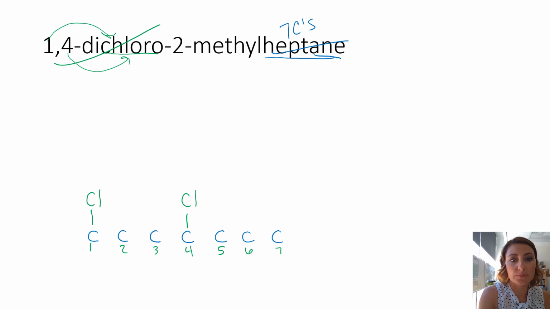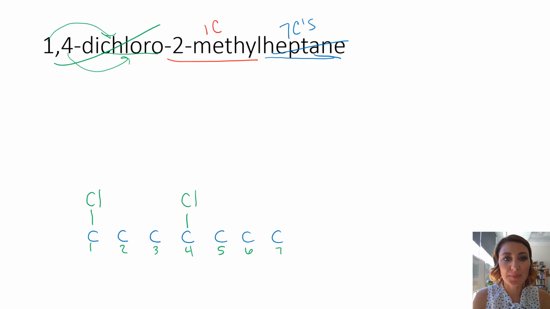Now we have methyl groups to add. Our methyl group, which is a 1 carbon group, is coming off of the 2nd carbon. So on the 2nd carbon, I'm going to draw my methyl group. That takes care of that. So what I have done here is I have addressed every single group and the parent chain. The last thing that I have to do now is to go through and add hydrogens to it.